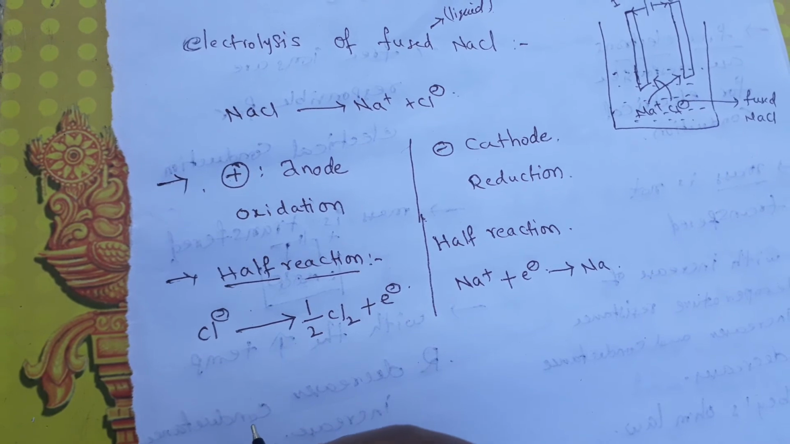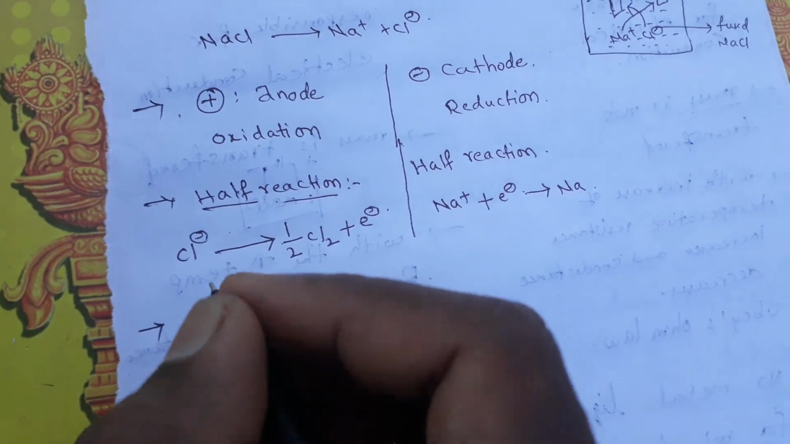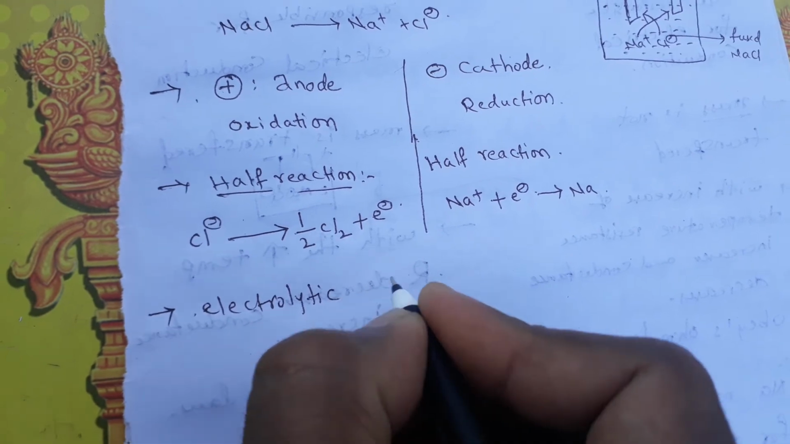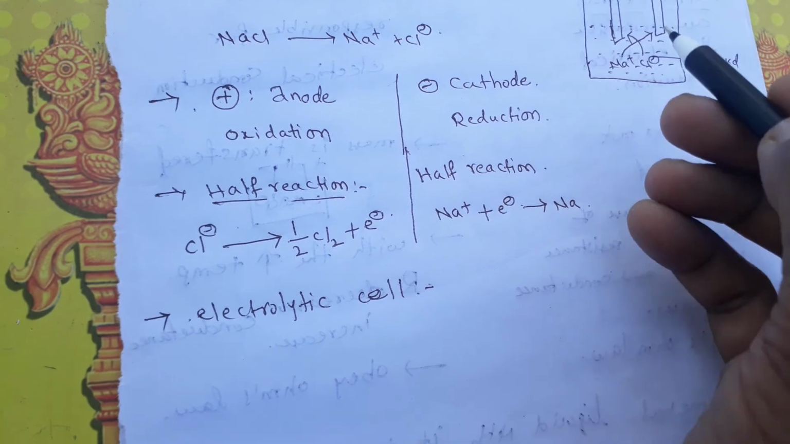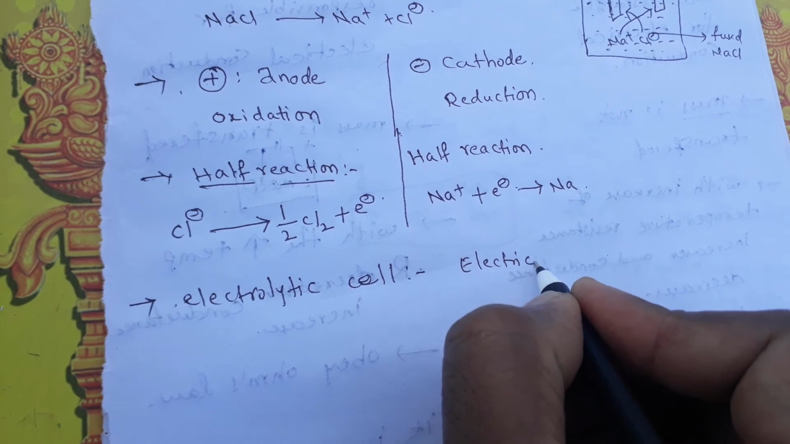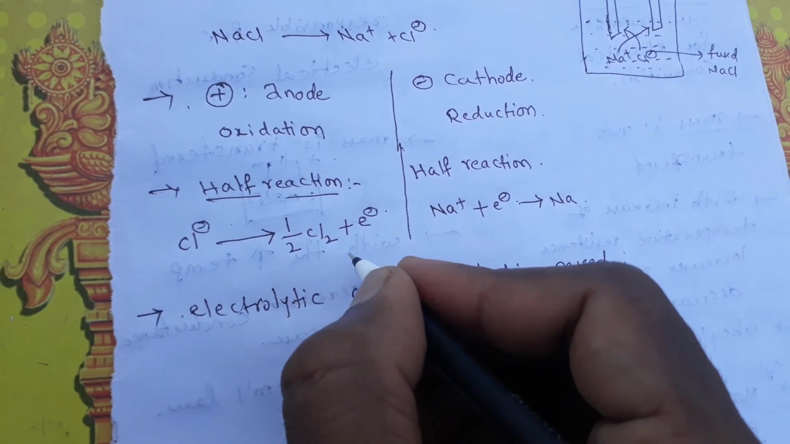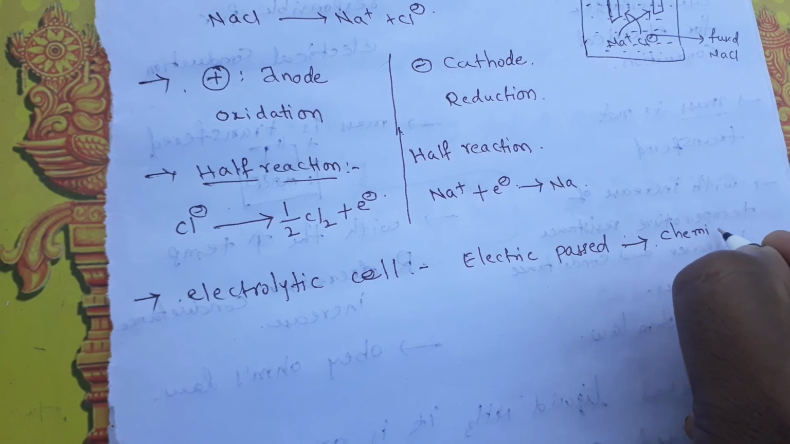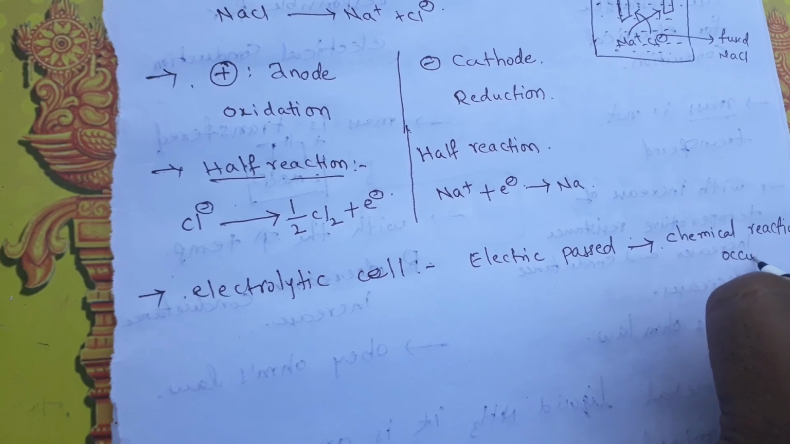So the cell in which electrical energy is converted into chemical energy is called electrolytic cell. So in this cell, what we passed into the solution is electric current. Electric current we passed into the solution, then what is generated here? Chemical reaction occurs. So electric current is passed, then chemical reaction occurs.